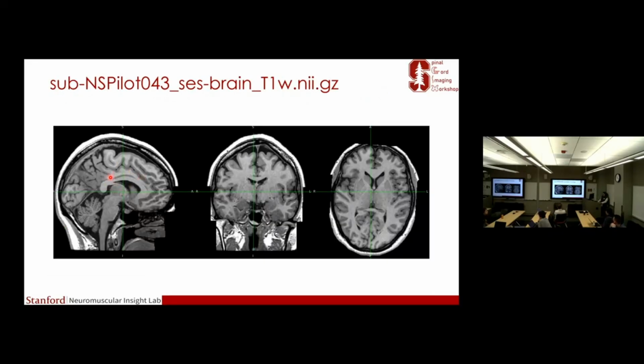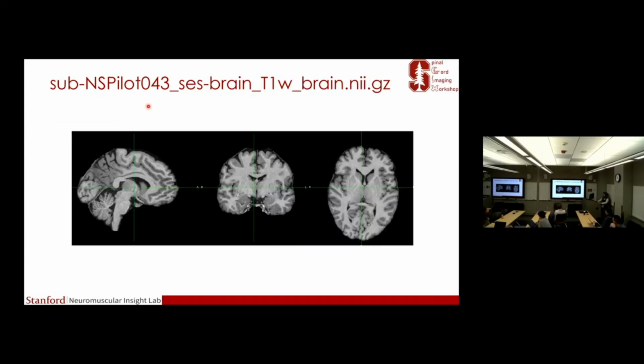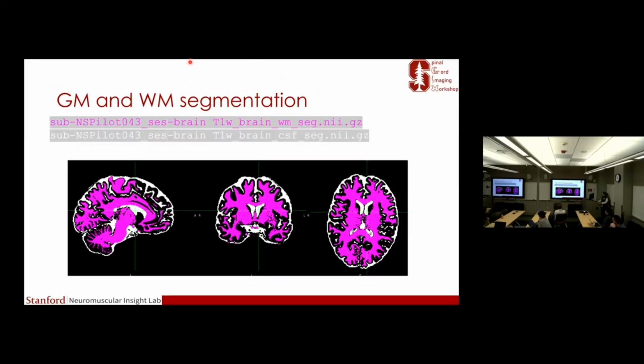I just cropped the face for PHI reasons, but this would be a complete image. And this is basically our T1 weighted image. This is the brain extracted. And this is the white matter and CSF segmentations in the anatomical image. And why do we use that? Similar to the spinal cord, we want to bring this to the functional space and then regress that signal out.